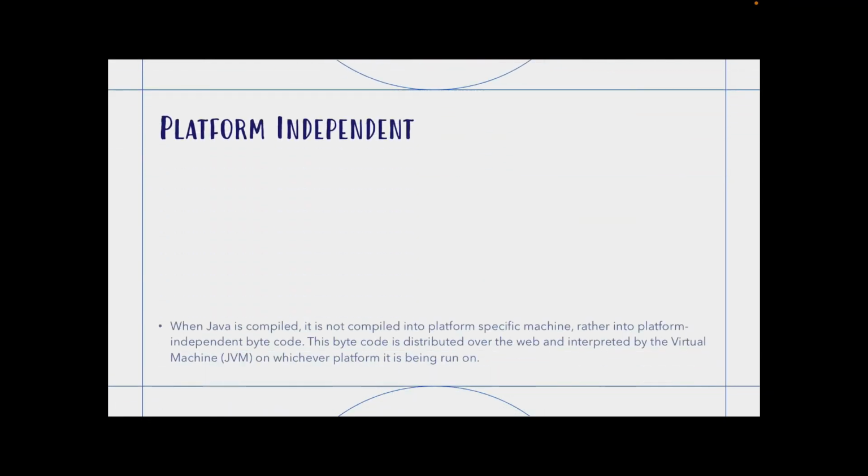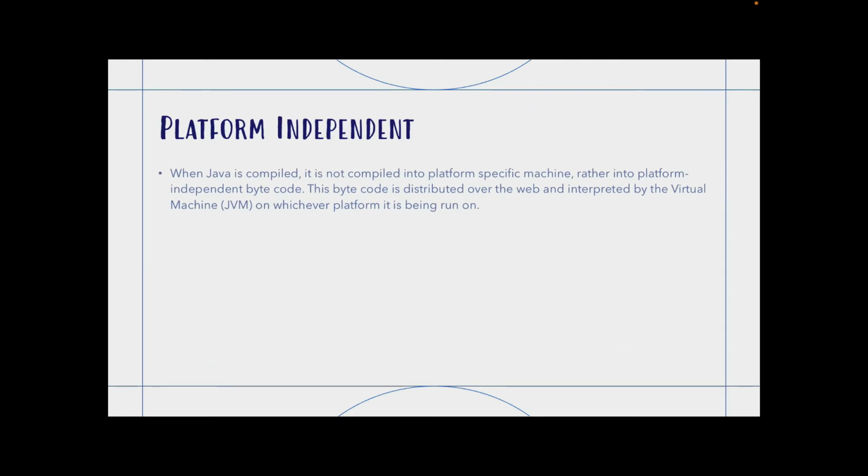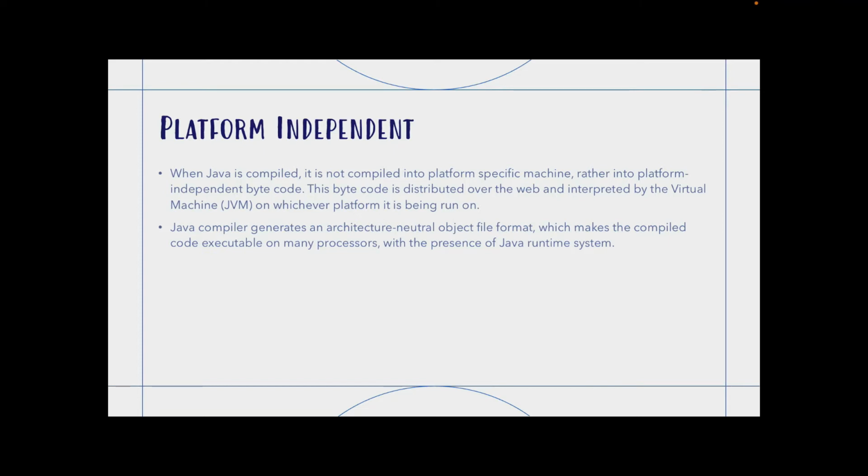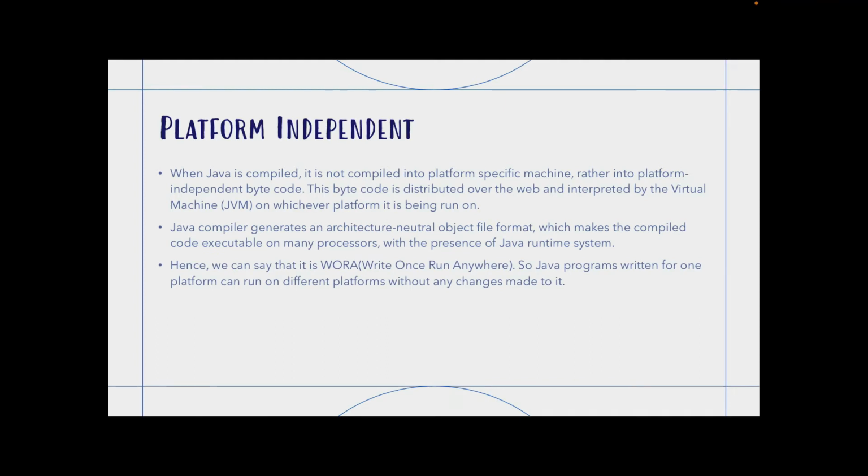So platform independent. When Java is compiled, it is not compiled into platform-specific machine code, but into platform-independent bytecode. This bytecode is distributed over the web and interpreted by the virtual machine on whichever platform it is being run on. So by platform we mean Mac OS, Linux, and Windows. The Java compiler generates an architecture-neutral object file format, which makes the compiled code executable on many processors with the presence of a Java runtime system. Hence, we can see that it is WORA, that means write once, run anywhere. So Java programs written for one platform can run on different platforms without any changes made to it.